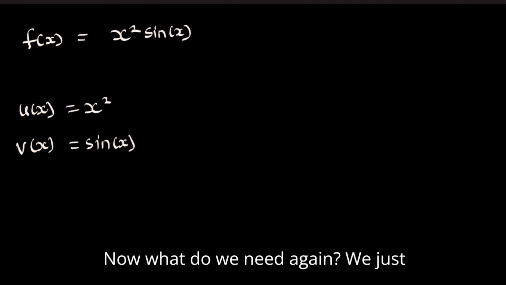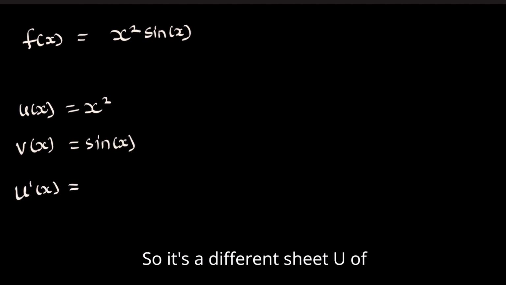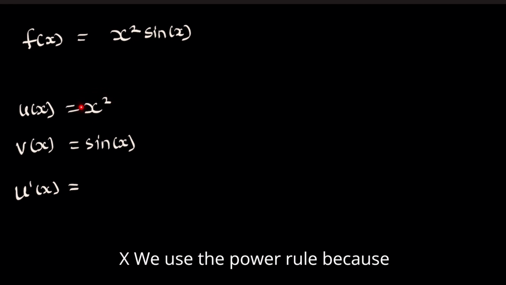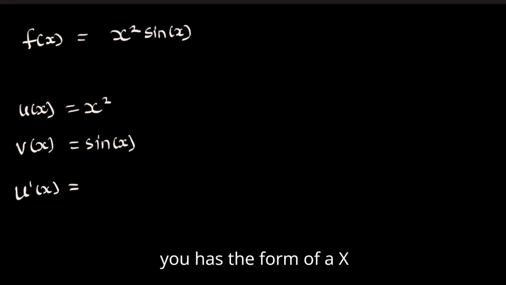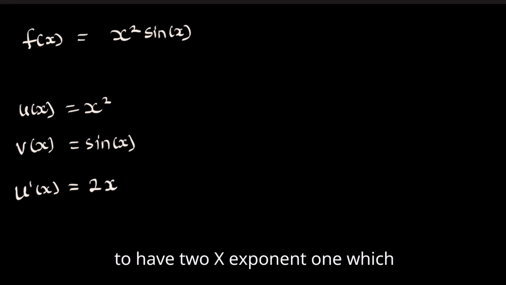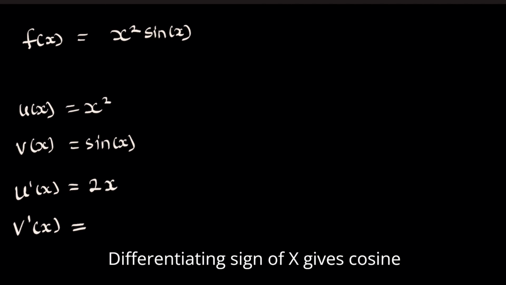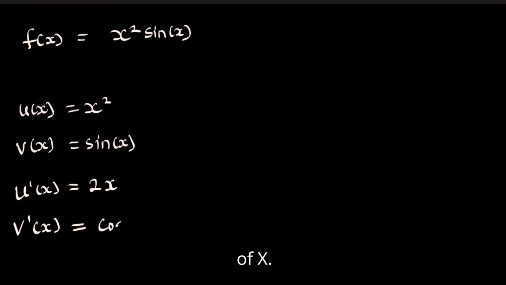Now what do we need again? We just have to differentiate u and v. So to differentiate u of x, we use the power rule because u has the form of ax exponent n. And so we are going to have 2x exponent 1, which is 2x. Then we differentiate v of x. Differentiating sine of x gives cosine of x.